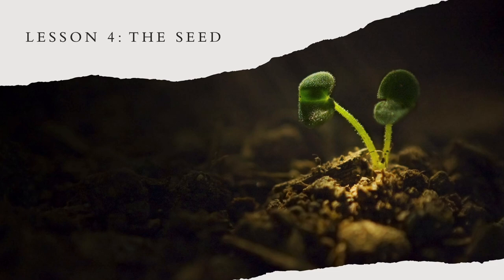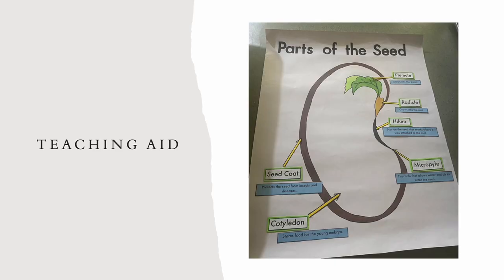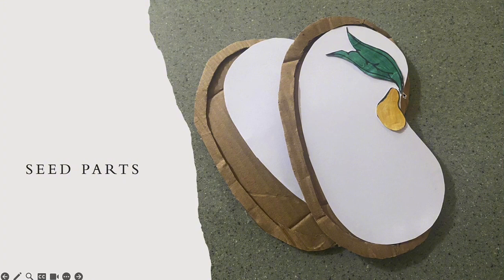And the final lesson, which is the seed, I had to repeat the same stages of typing, printing, cutting, and pasting. I also drew the seed on cardboard. I colored the parts that needed coloring, and that was it. Moving on, the pupils also had to build a seed, so I used recycled or leftover materials from other activities. Here I used the cardboard to cut out the seed coat. So that was done with brown cardboard.